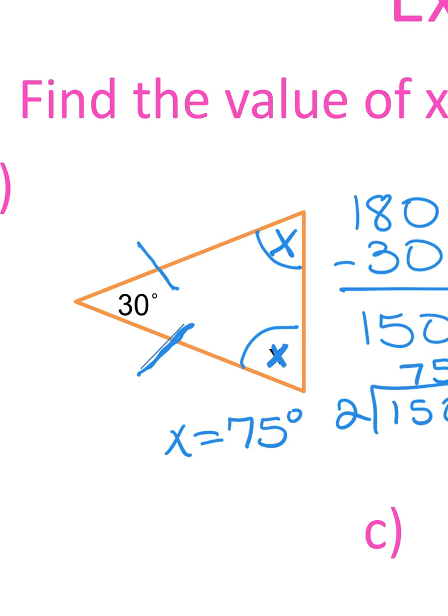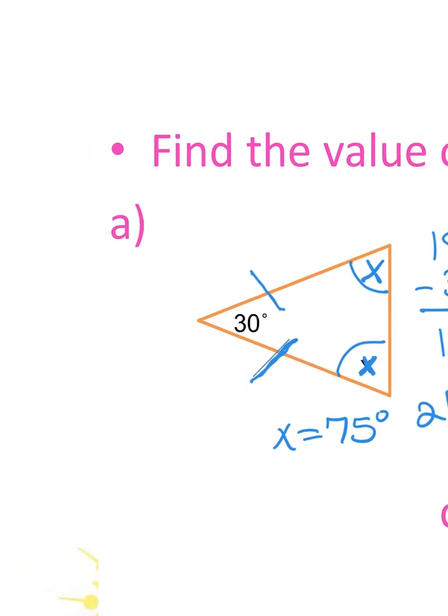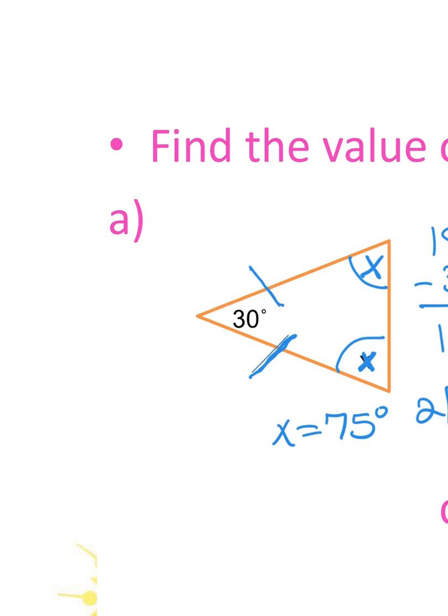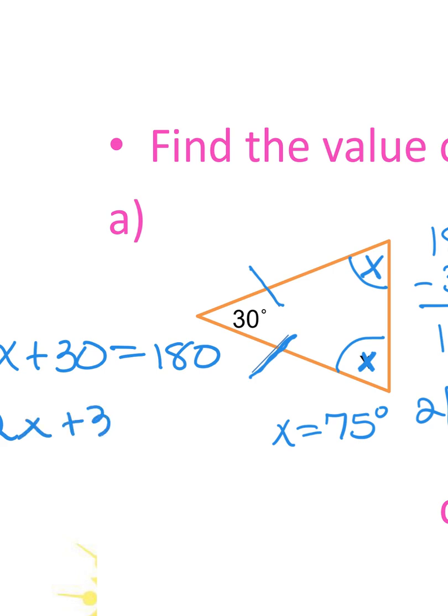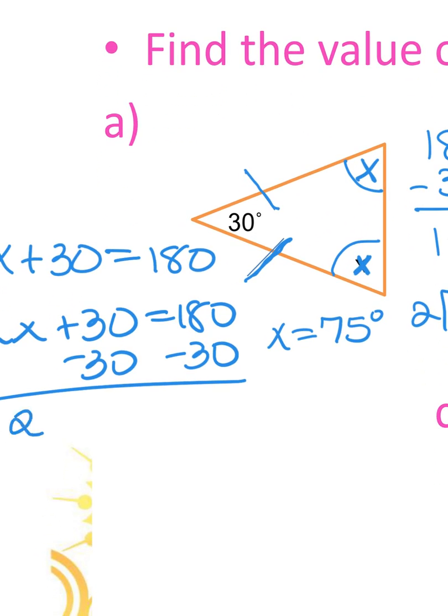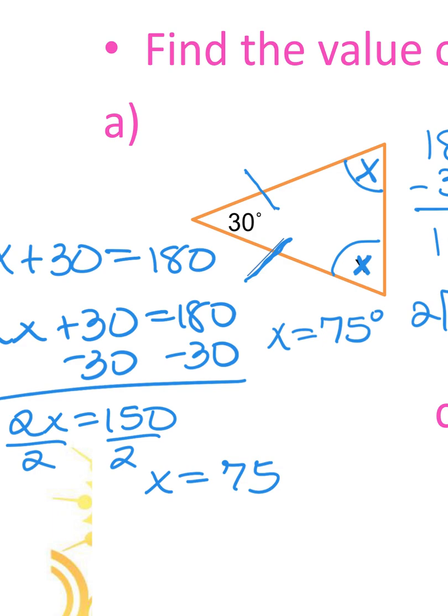75 degrees. Now, if it asks you to write an algebraic equation, then what you would end up doing is showing me that it was x plus x plus 30, adding the three angles, and setting it equal to 180. Combine your x's, and then subtract the 30. 2x equals 150. Divide by 2, and you can get x equals 75 algebraically as well.